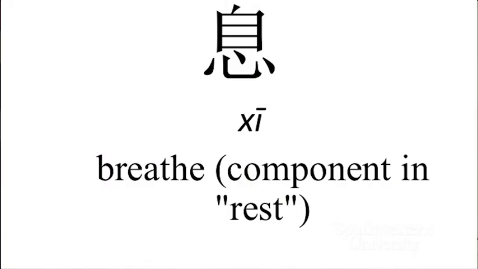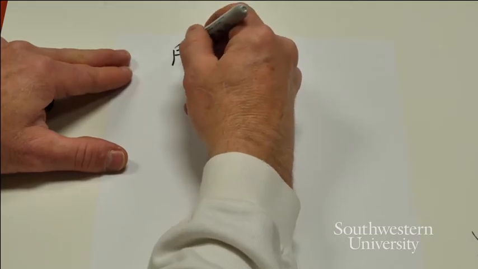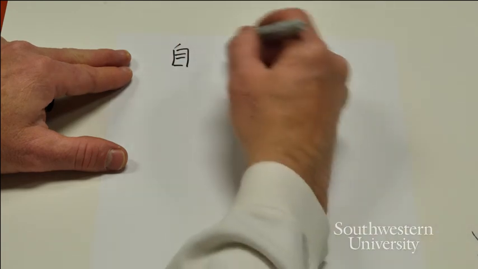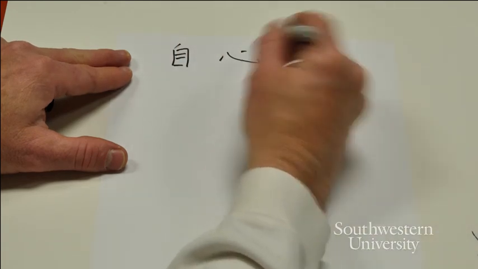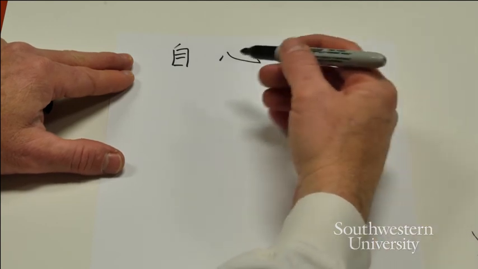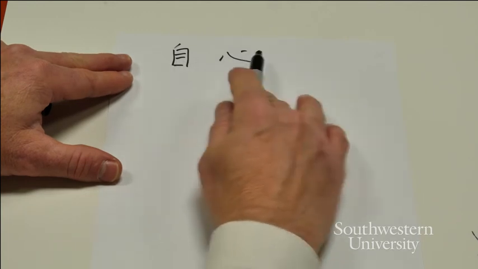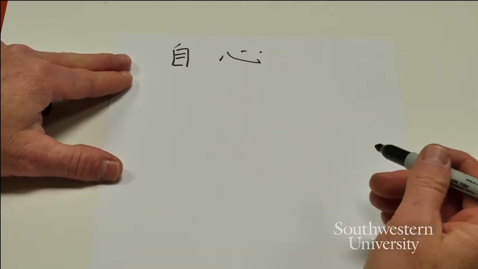Si means actually to breathe. Siosi means to rest, but si by itself means to breathe. So you have a depiction of zi, this is the nose, and sin, the heart. So you're resting your heart. You're actually self-satisfied with your mind the way it is.